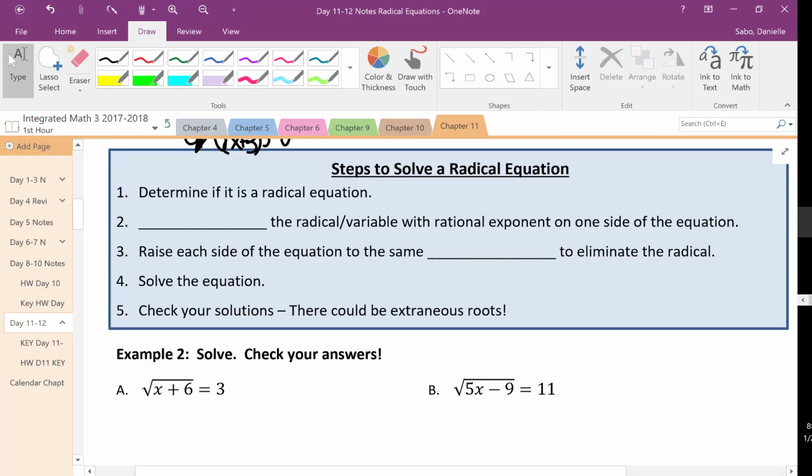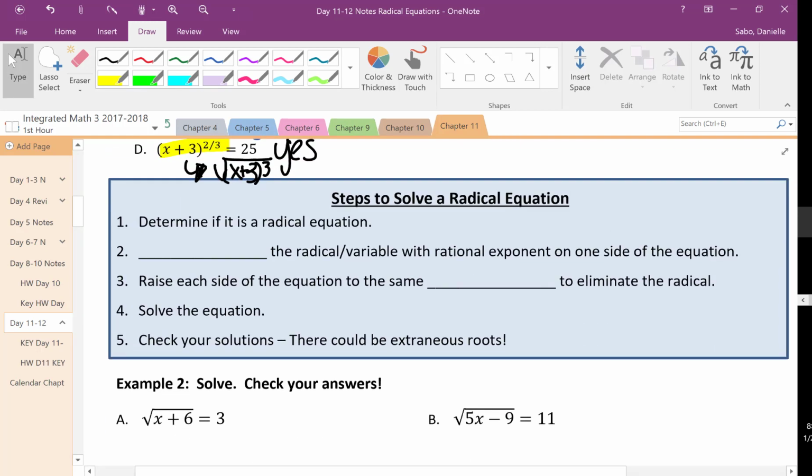So let's talk about steps to solve a radical equation. First we need to figure out is it radical or not, and then we move on. Then we're going to isolate the variable, like we always do when we solve. But we want to make sure we isolate the radical this time. That's going to help us determine if we have extraneous solutions or not, which we'll get to in a second here. Then we're going to raise each side of the equation to the same power, which is technically the index of the radical, to eliminate it.